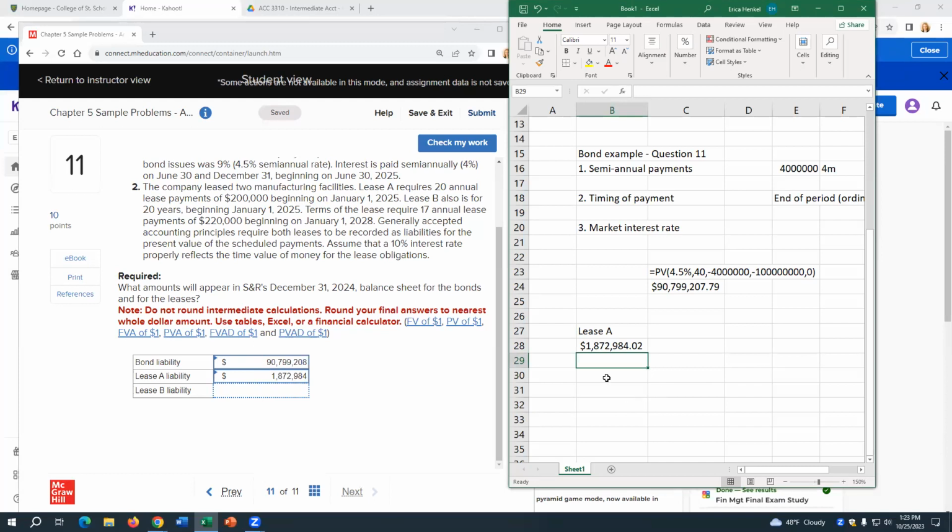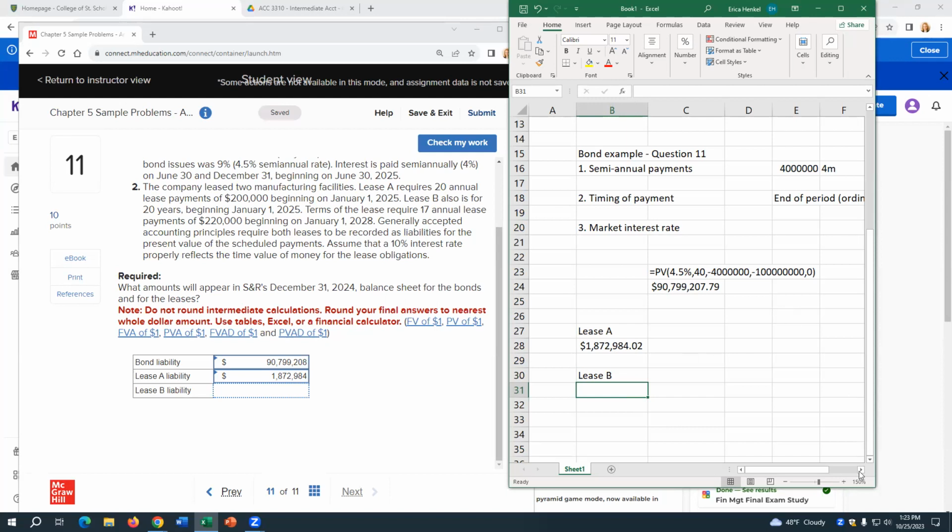Okay, here's the fun one. And by fun, I mean fun in quotes. All right, we've got lease B for 20 years, beginning January 1st of 2025, so tomorrow. The lease requires 17 annual lease payments of $200,000 beginning on January 1st, 2028.